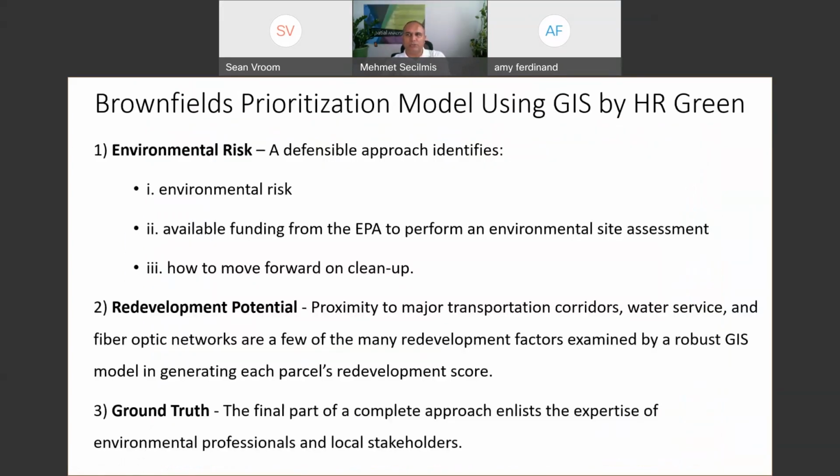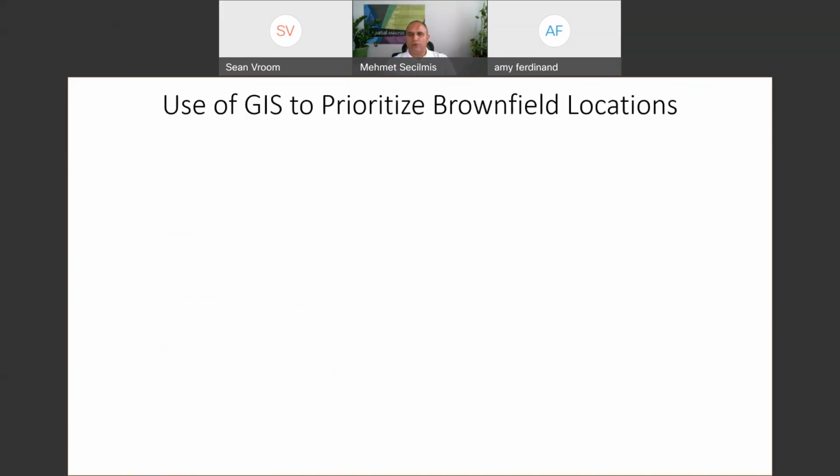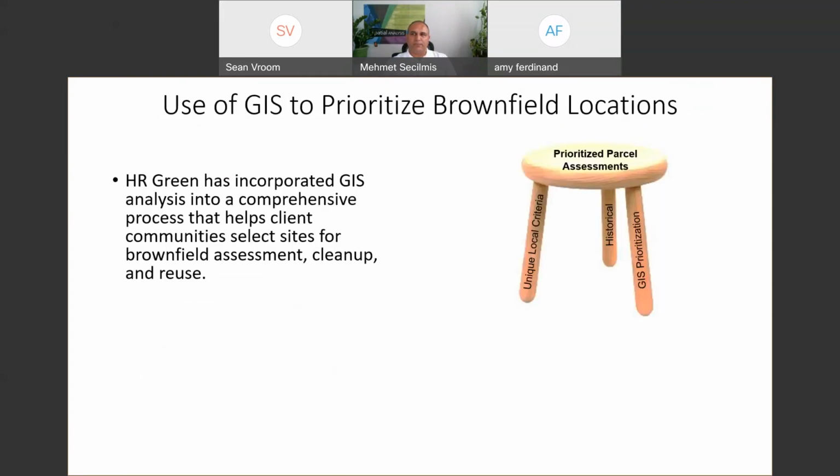And I want to mention also that there are some prioritization models, brownfield models. One example is by HR Green. It's an engineering company. What they did is they put together a model and included environmental risk information, redevelopment potential, including proximity to major transportation corridors, water service, fiber optic networks, and others, and ground truth, visiting the sites. They put together this model. It's a three-legged stool model, prioritized parcel assessments, and they incorporated this into GIS.